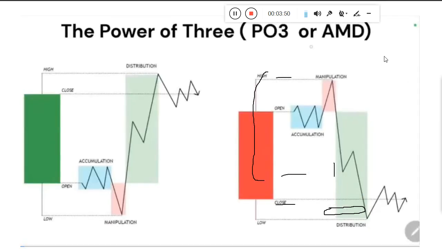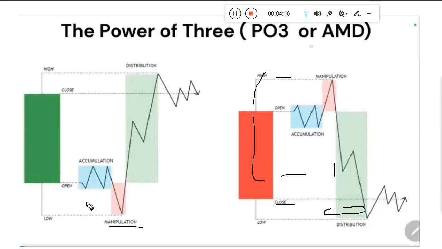So now this is the psychology of the power of three. The power of three can be a bullish candle and it can be a bearish candle. They are different. For a bullish candle, you have the open, and it's going to open below. Then you have the manipulation. This is the manipulation phase of it. Your wick will always be your manipulation. That is a pro tip.